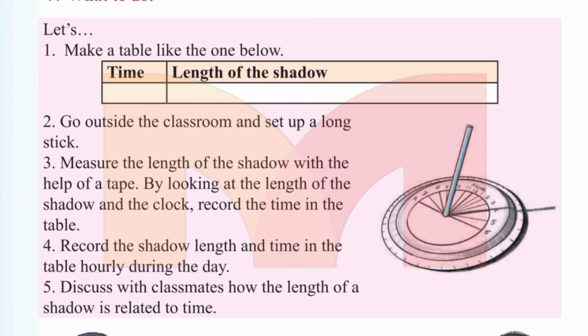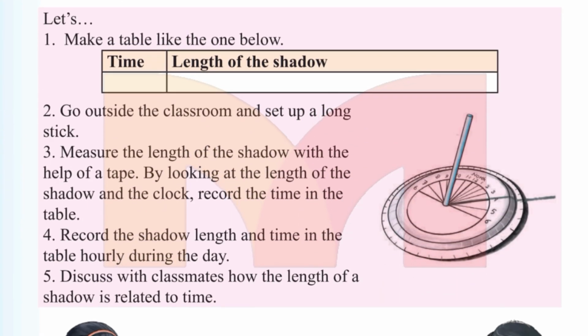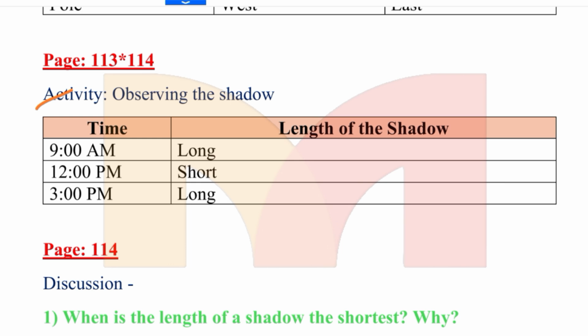Now I'm going to the answer directly. Here is the answer. Time: 9 a.m., 12 p.m. and 3 p.m. Length of the shadow: 9 a.m. long, 12 p.m. short, 3 p.m. long. Now let's go back to the book.